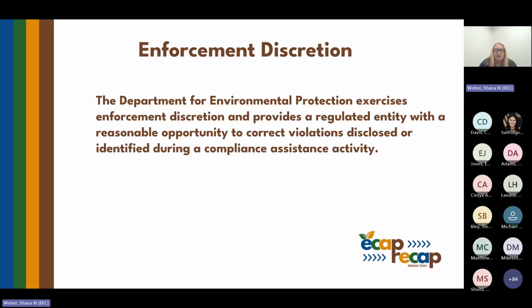So here's that enforcement discretion that I was just talking about in the last slide. I've mentioned a few times now our services are confidential, and we do not report on potential violations outside of just a few exceptions. The Department for Environmental Protection did create this enforcement discretion just for the Environmental Compliance Assistance Program. And the important part of this discretion is that any facilities that work with ECAP are given a reasonable opportunity to correct violations before they are ever brought to the regulatory agencies.